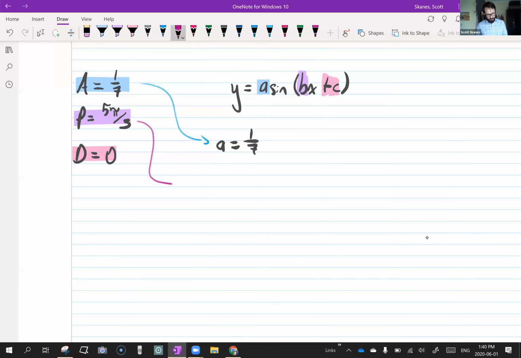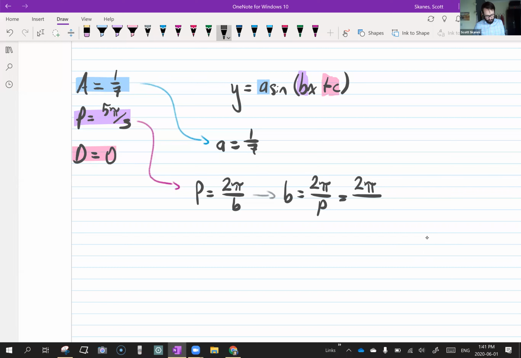Period is a little bit trickier. Does anyone remember the formula for period? 2π over B. Okay. So the problem is we don't have B. We're looking for B. So let me just make this clear. Period is 2π/b. And so if we're looking for B, all we need to do is rearrange that. So we can say that B is actually just 2π/p. You can memorize this as its own formula if you want to. So B is 2π/period.